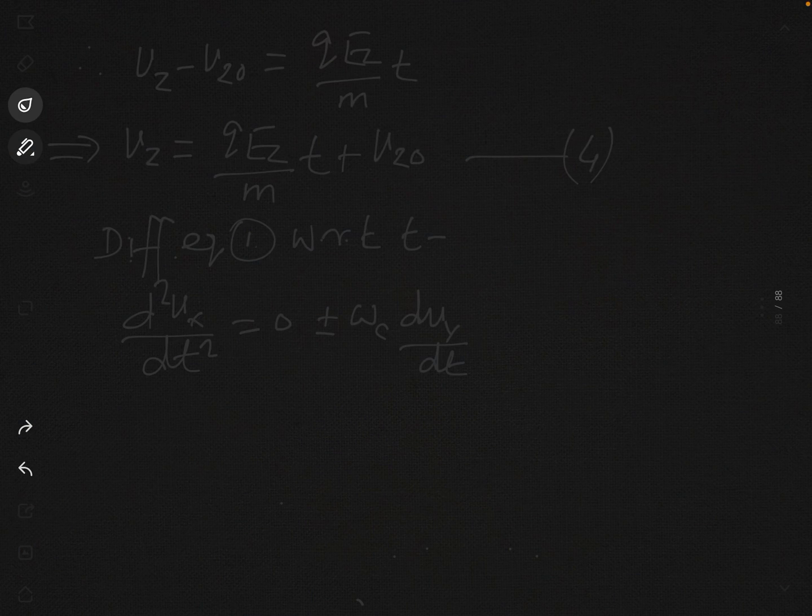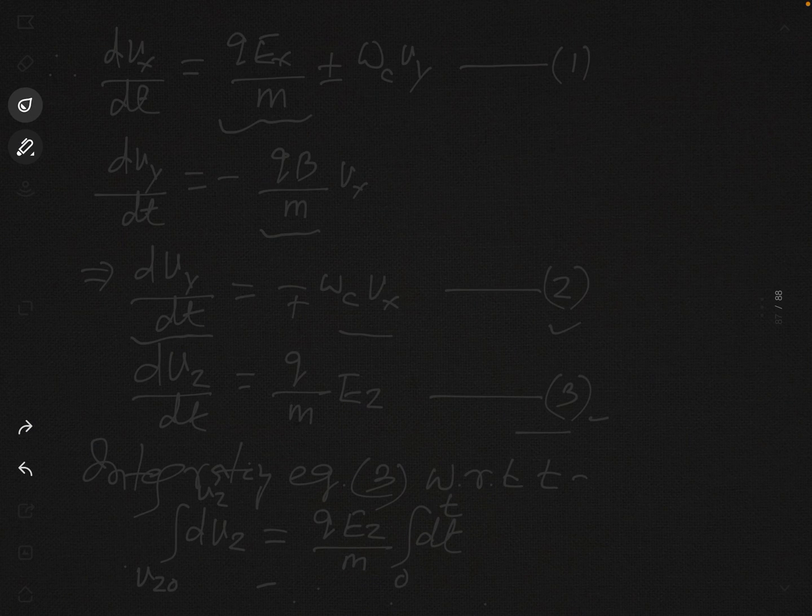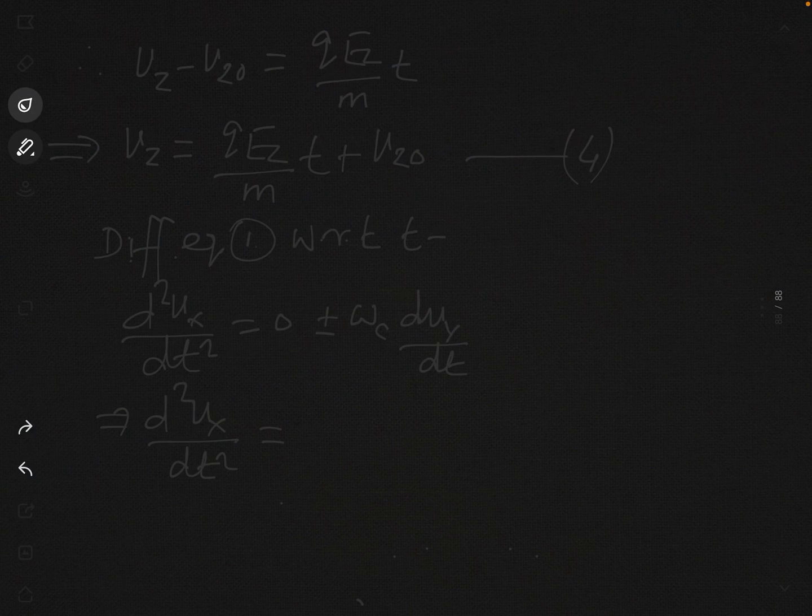So you can see this will be d2 Vx by dt square, and this is equal to, since dVy by dt, you can see here, is minus plus omega c Vx. So here we will get this as minus plus omega c square into Vx.